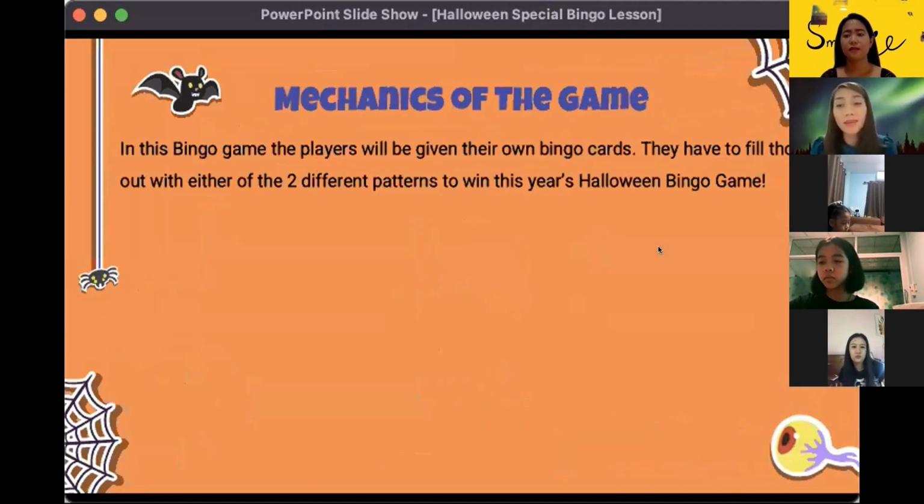Now, here are the mechanics of the game. In this bingo game, the players will be given their own bingo card. They have to fill those out with either of the two different patterns to win this year's Halloween bingo game. So I will show you the two different patterns that you will have to complete so that you will be able to win this year's bingo game.